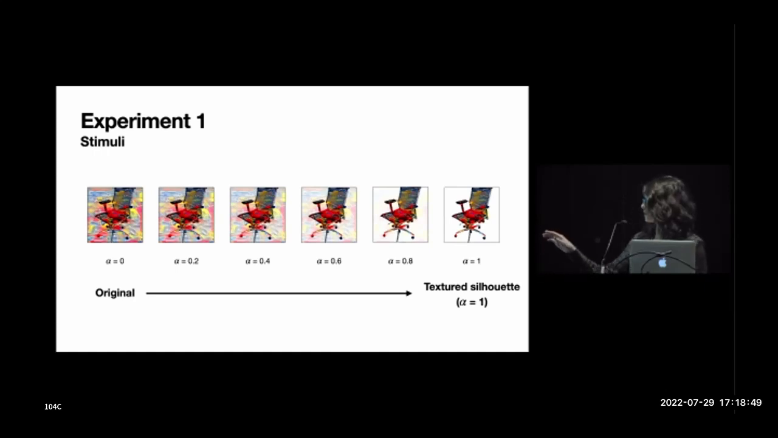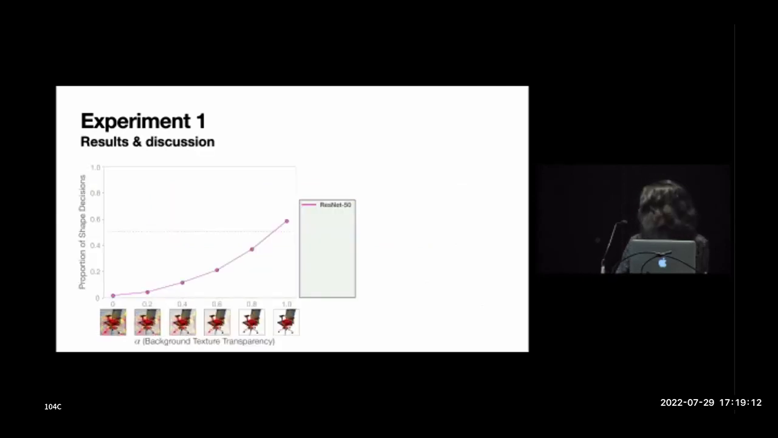So when alpha equals 0, you just have the original Geirhos et al. stimuli. And when alpha equals 1, the background texture is completely removed. So we created 6 distinct data sets using these values of alpha that you see here. For each data set, we generated all possible triplets, and we ran the shape bias testing procedure that I described earlier. And our results.